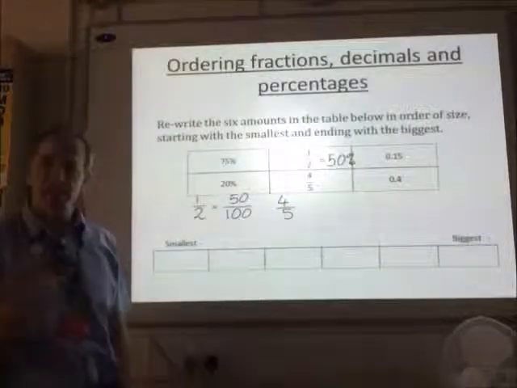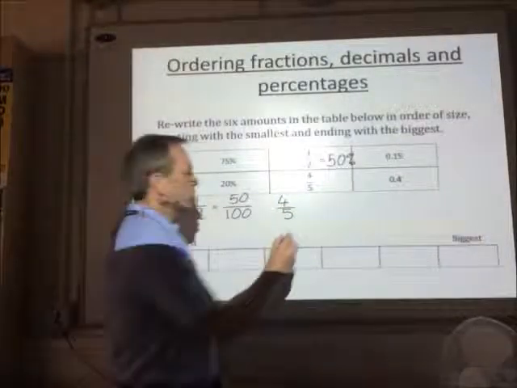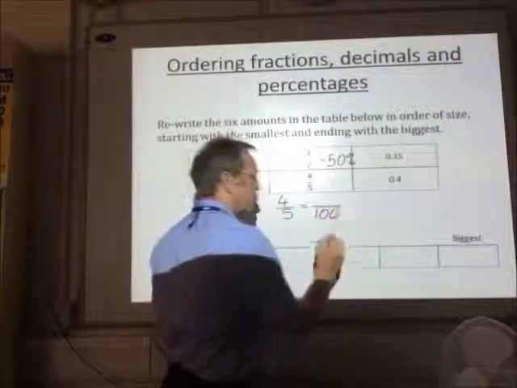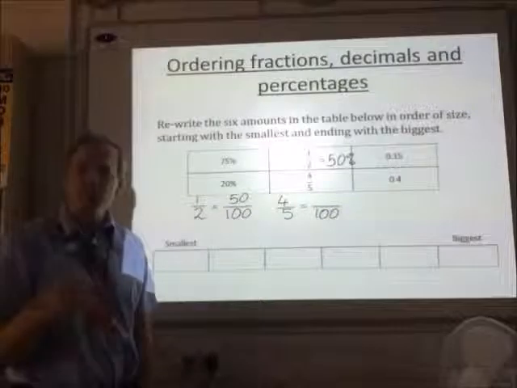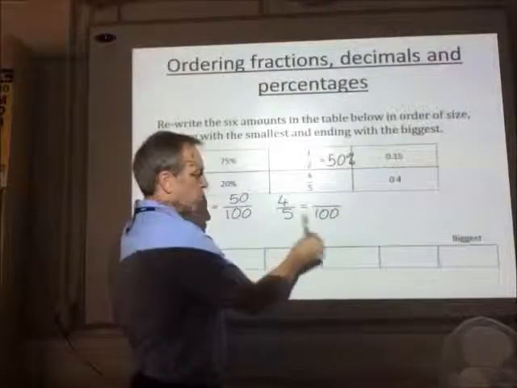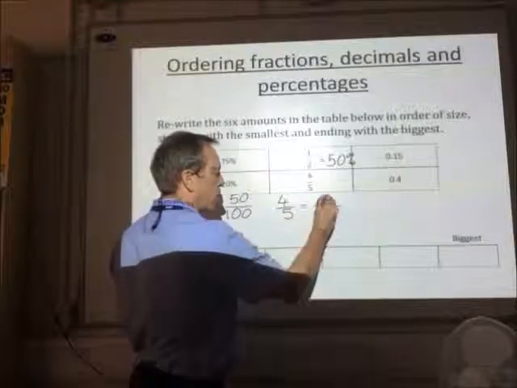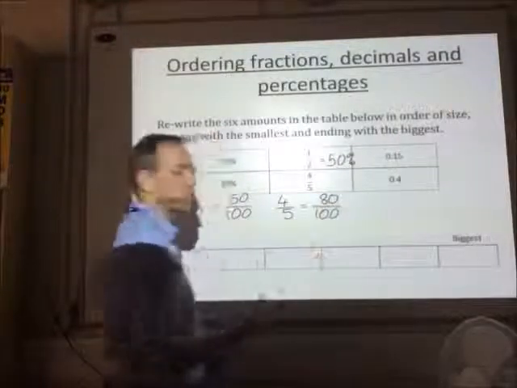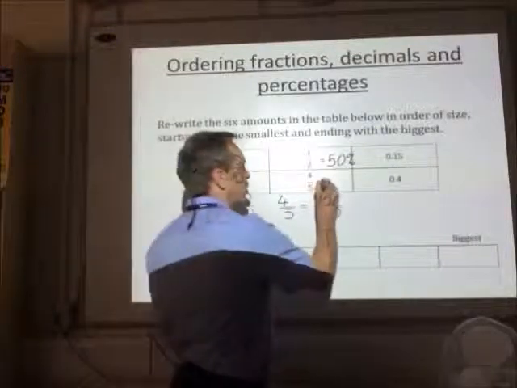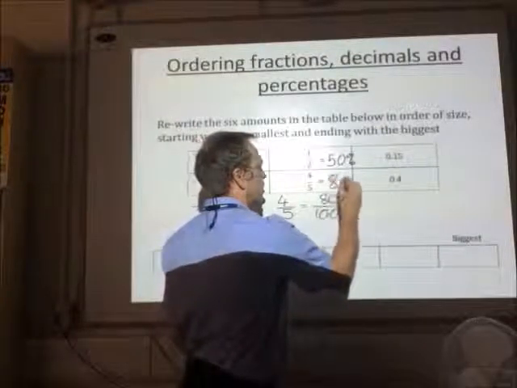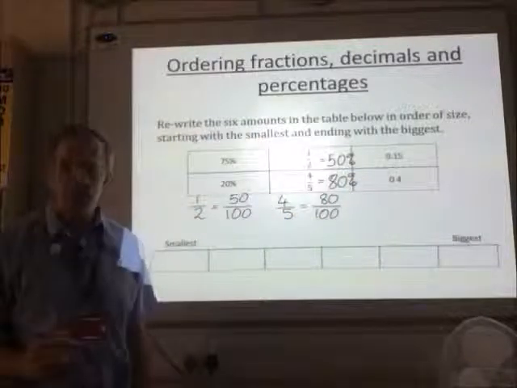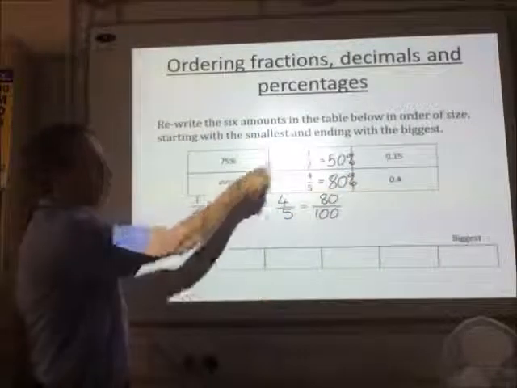So let's have a look at 4/5. Same again, let's make it out of 100. So 4/5, making it out of 100. So 5 times 20 gives me 100. So therefore 4 times 20, doing the same to the top as the bottom, gives me 80. So I can now write 4/5 is exactly the same as 80%. So I've now got 4 percentages.